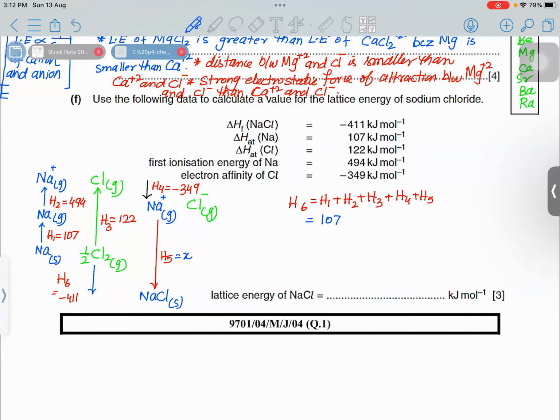H1 is 107, H2 is 494, H3 is 122, H4 is minus 349, H5 is required, H6 is minus 411. Can you tell me the value of X? So minus 785. Minus 785 kilojoule per mole is your answer.